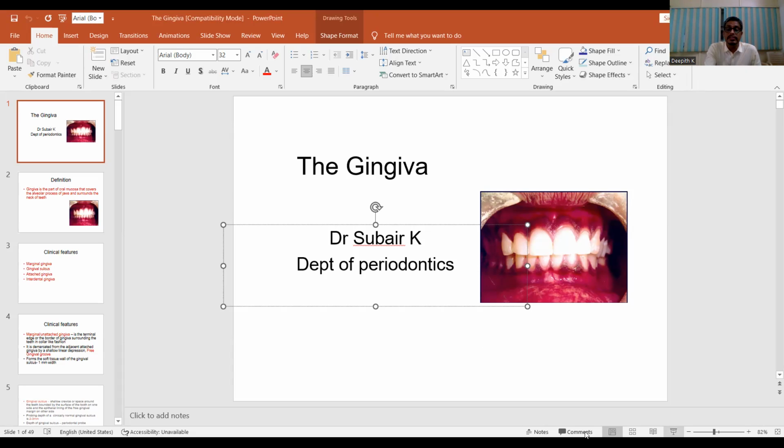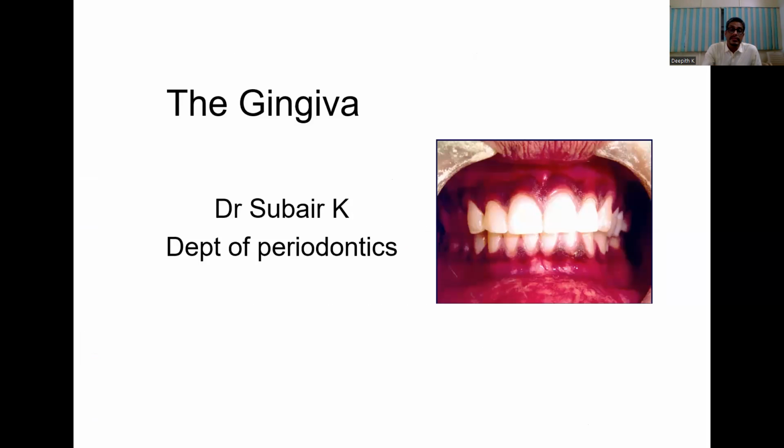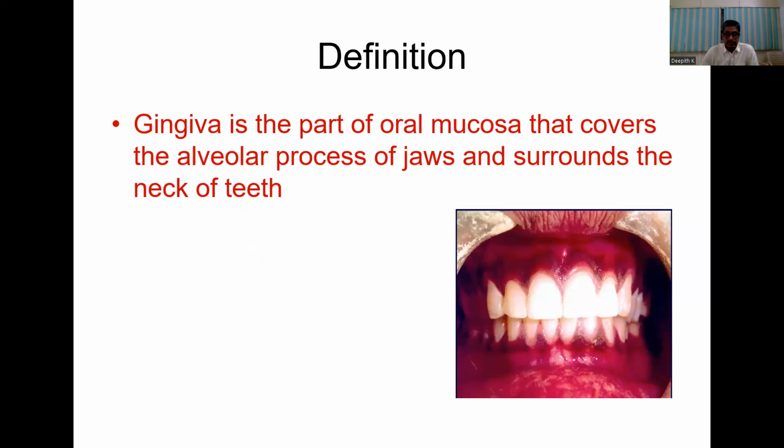Today's topic is gingiva. Do you know what the gingiva is? It's a part of the oral mucosa that covers the alveolar process of the jaws and surrounds the neck of the teeth.